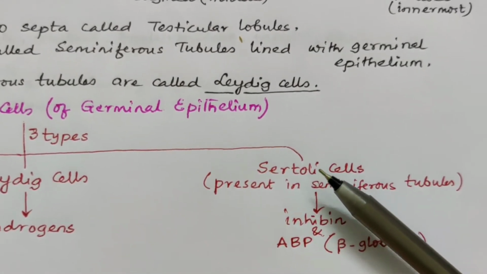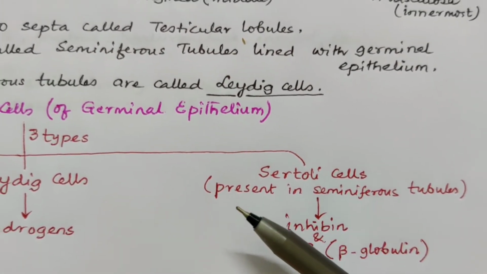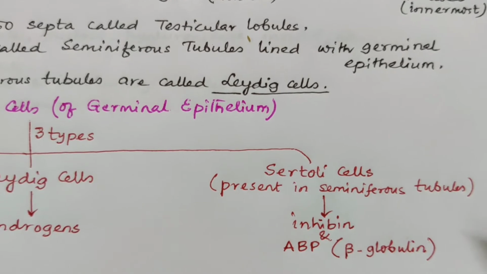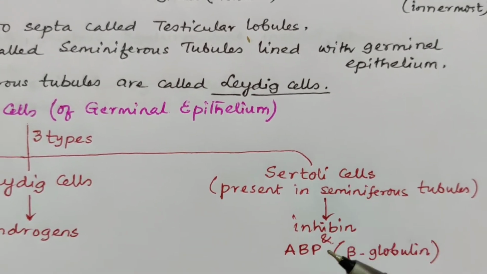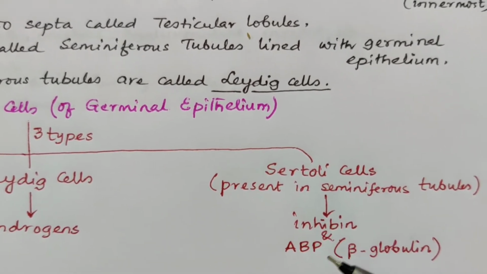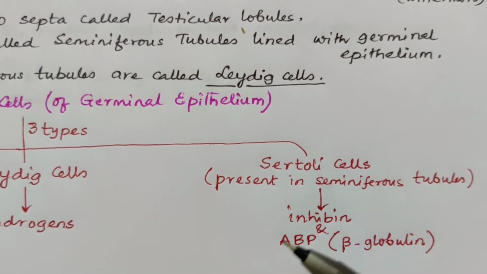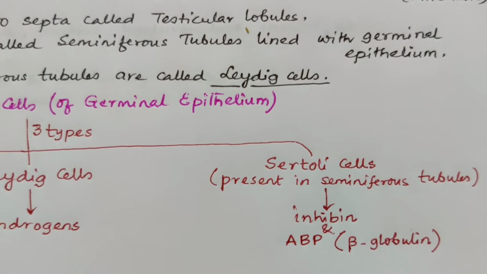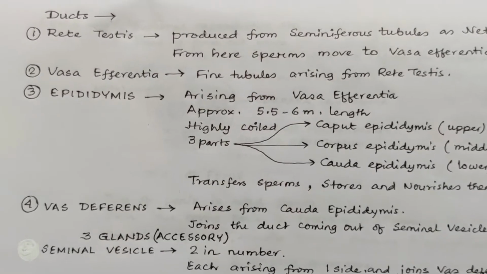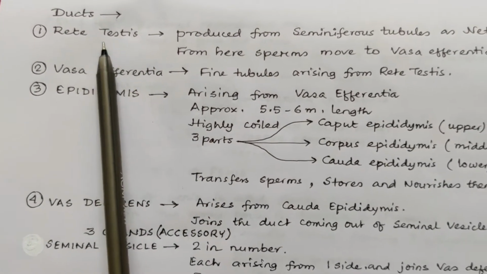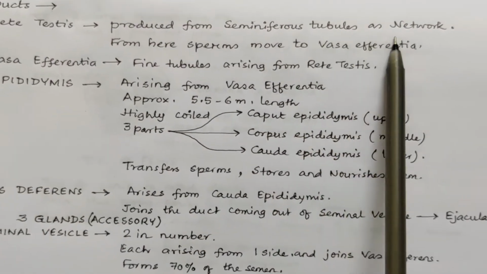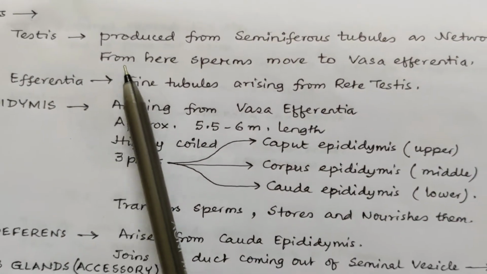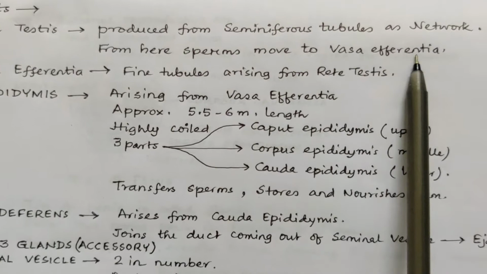Then the third one is Sertoli cells. Sertoli cells are present within the seminiferous tubules. They produce two hormones called inhibin and ABP. ABP is androgen binding protein, which is a kind of beta globulin. Now, the ducts of the testis: number 1 is the rete testis, produced from the seminiferous tubules as a network. From here the sperms move to the vasa efferentia.